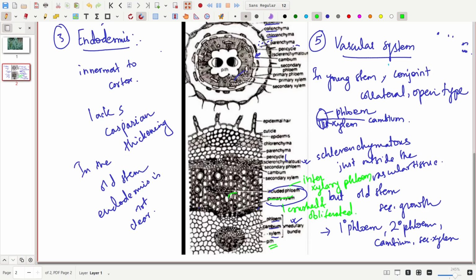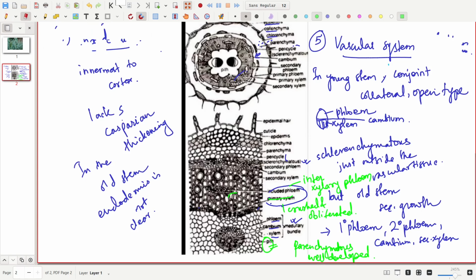And the last one is the pith. In this case, the pith is parenchymatous and well developed. The stem of Achyranthes shows anomalous structure.